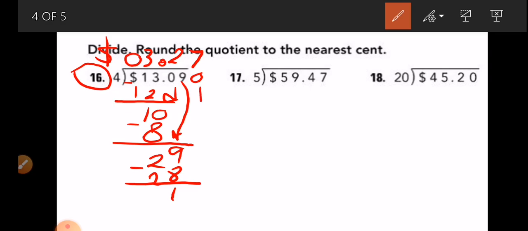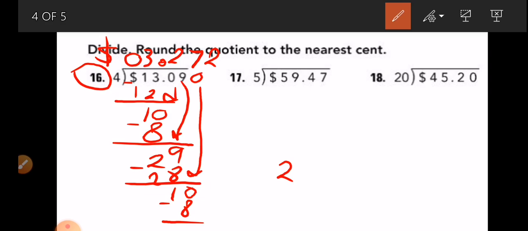Okay, I put a 0 down to complete my division. Now 10 divided by 4 is 2. 2 multiplied by 4 is 8. Subtract it, you will get 2. I will complete here because there is no place.